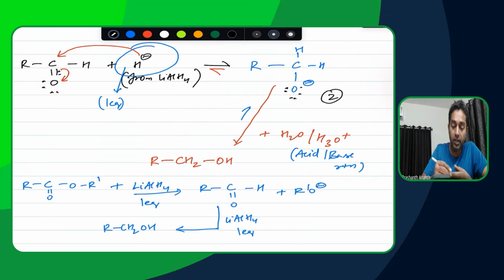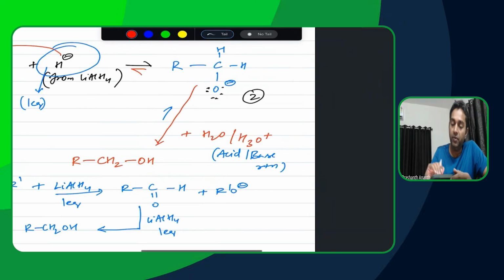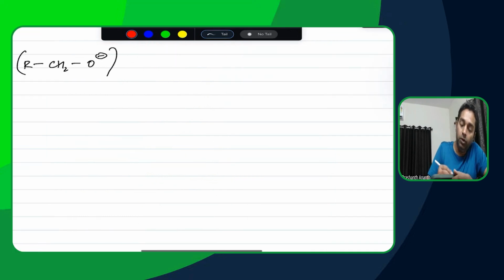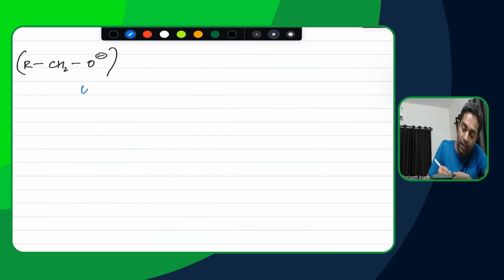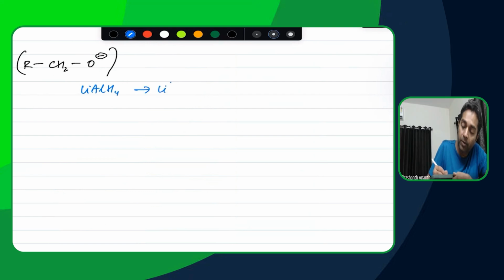When the H minus attacked the aldehyde location, we had RCH2O minus formed at that instant. So when that formed over here, you now have this O minus produced right now. What else is present in the medium? The AlH4 minus, simultaneously. LiAlH4 originally broke up to become Li plus and AlH4 minus.